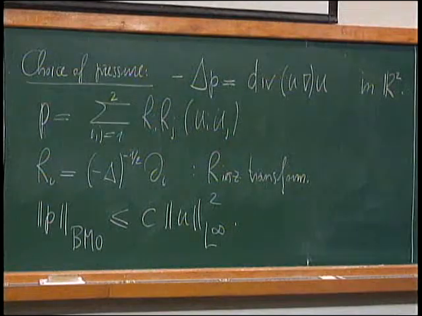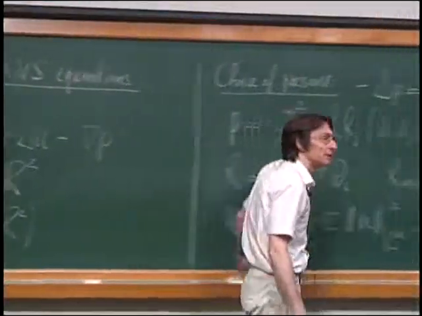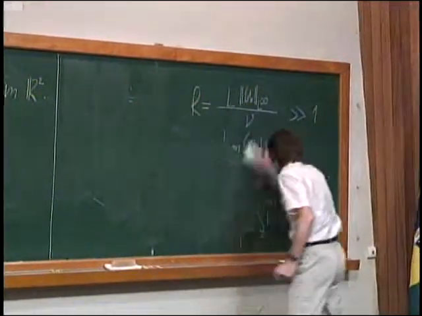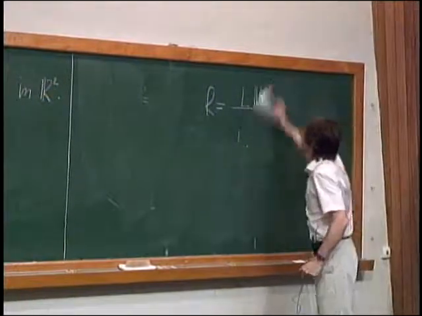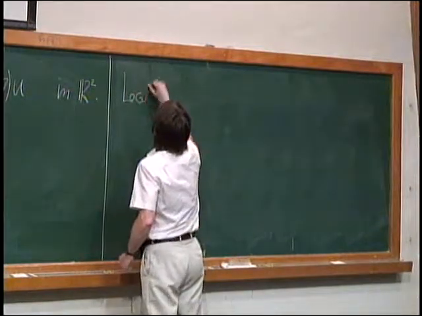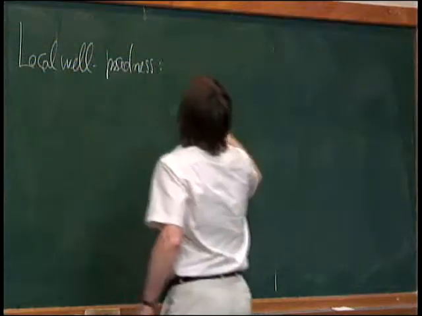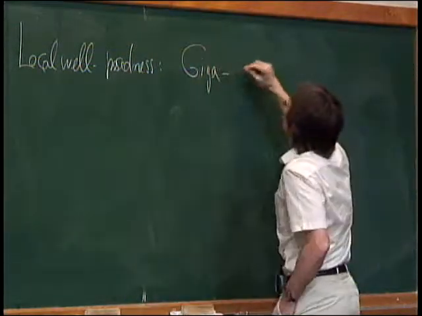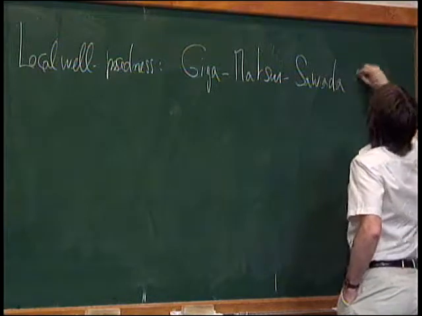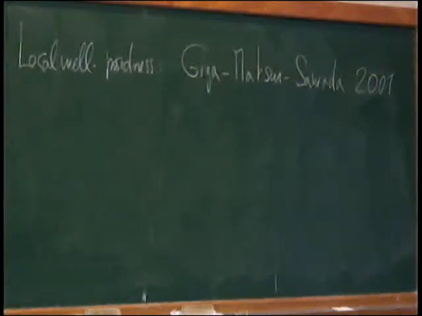So now the question is: is the Navier-Stokes equation with that choice of the pressure well posed in L infinity? This is not a very difficult problem, at least as long as just local well-posedness is concerned. This was first published, I guess, by Giga, Matsui, and Sawada in a paper in 2001. It is not a very difficult argument because L infinity is very smooth.